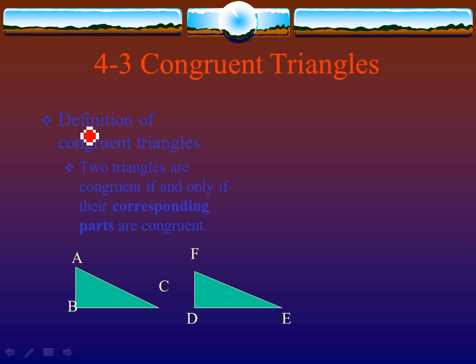All right, go ahead. Can you see that? Not really. Go ahead and just write this down. This is the definition of congruent triangles. Two triangles are congruent if and only if their corresponding parts are congruent. Now, what I mean by their corresponding parts.